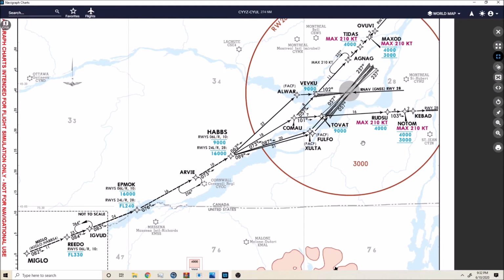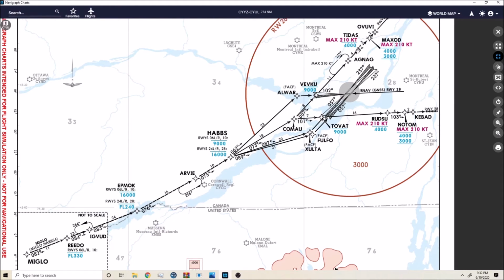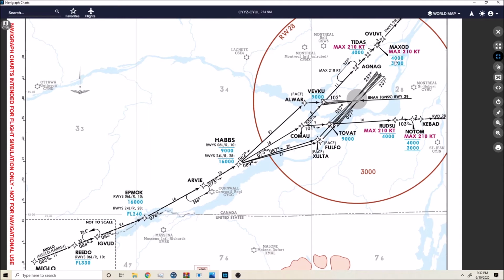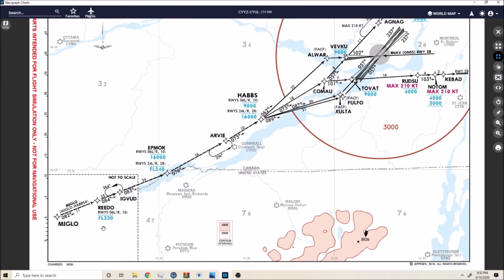Let's see if I can find one of those here. Oh no, that's in between. Okay, well, it would look like this, but just with one number in there. That just means between 3 and 4,000. So redo at flight level 330 or below. We're not going to 06 left or right, so that doesn't go for us.